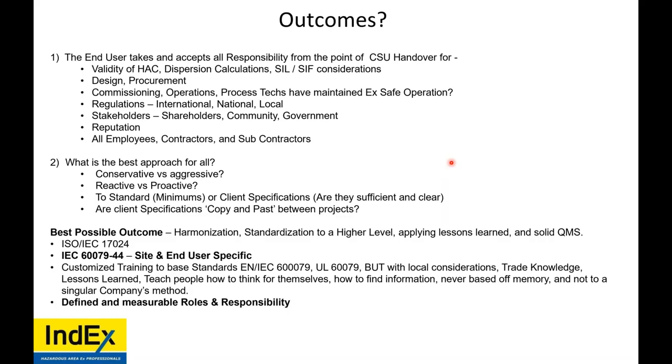So our own input is that we believe in customized training to the base level of standards, 60079, but always with awareness of all local considerations, trade knowledge, lessons learned. We want people to teach people to think for themselves, how to find information, never based off memory, and never to a singular company's methodology.